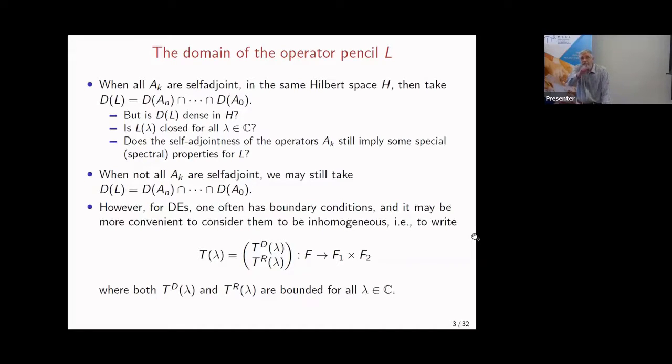That means at the bottom where T of lambda equals TD of lambda and TR of lambda. So the TD of lambda maps into F1 and is a boundary differential equation part of the operator, and the TR is a boundary part of the differential operator. I will give later some examples to explain how that works.